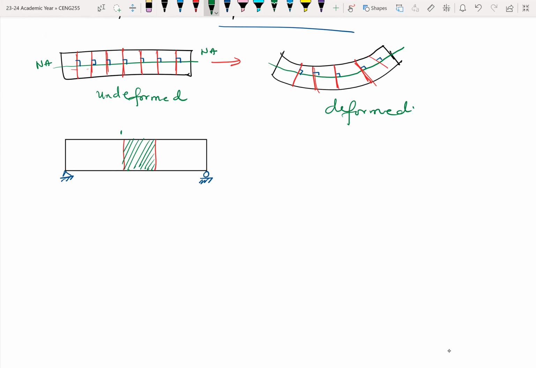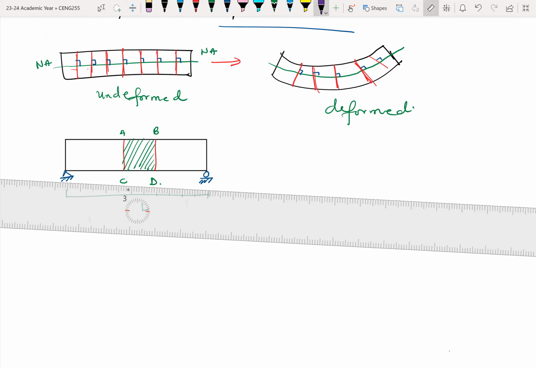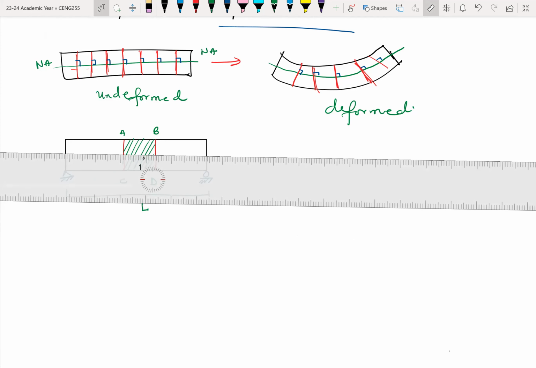So here's A, B, C, and D. And it is the entire length of the beam, L. So in this state, the beam is undeformed. All right. Then we have the neutral axis, just so that things look a bit correct.